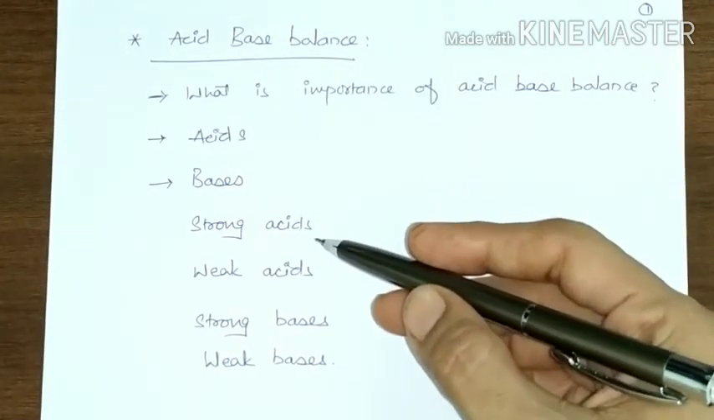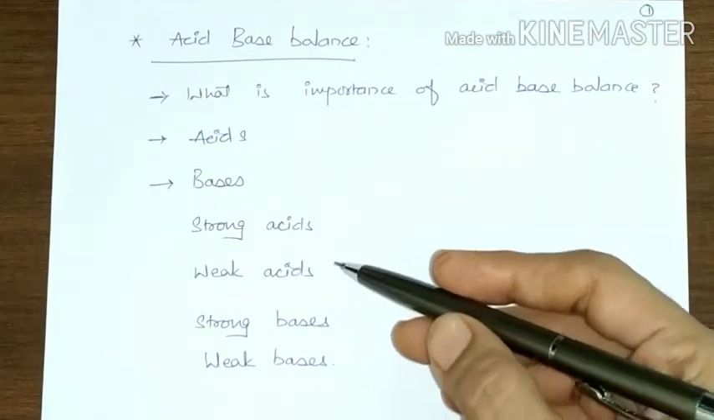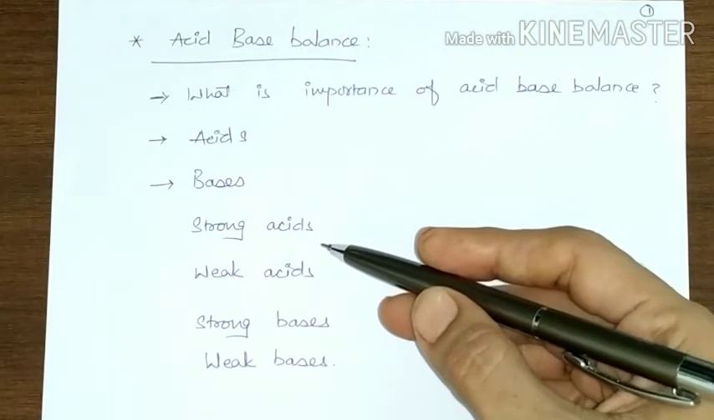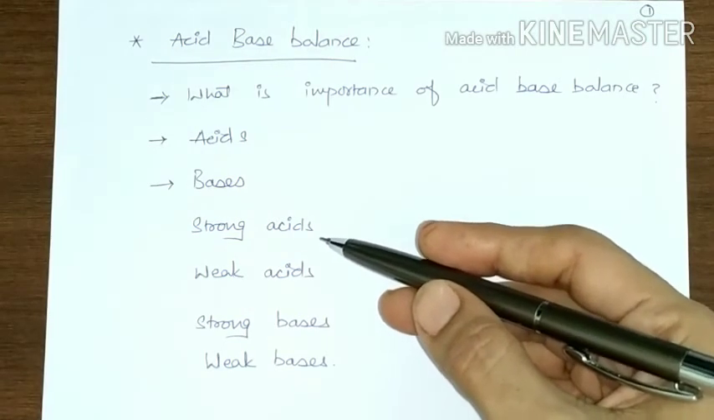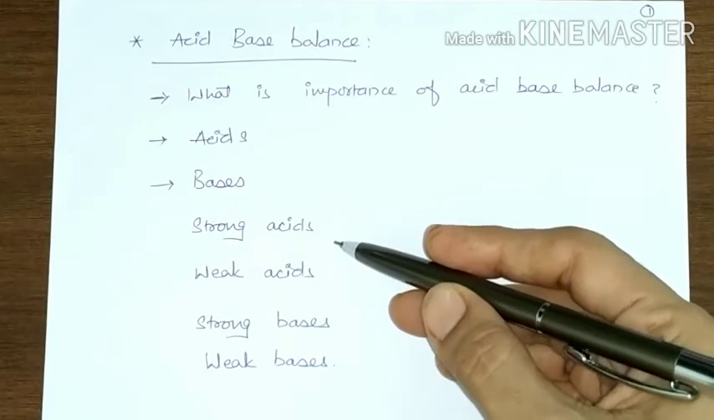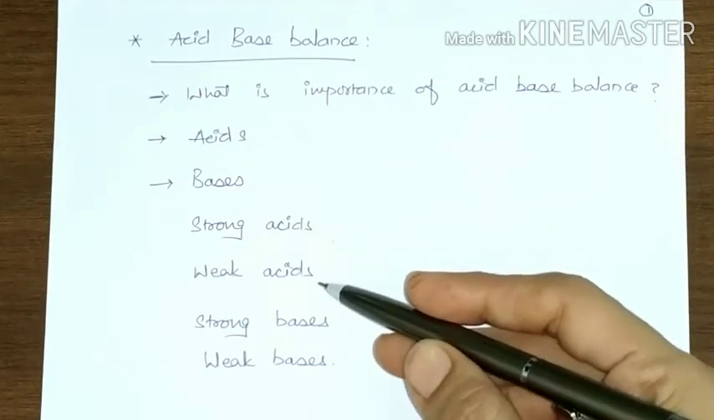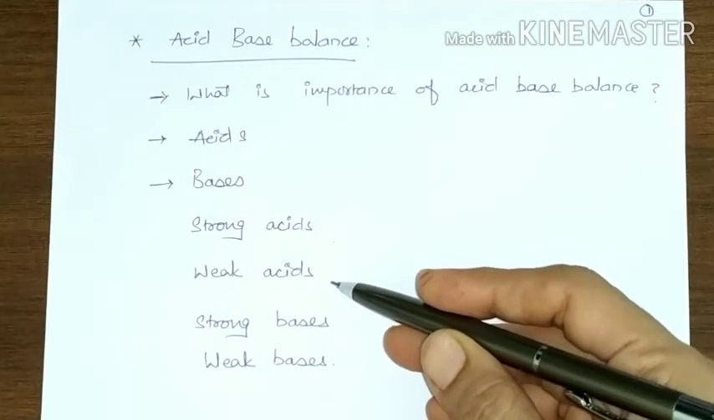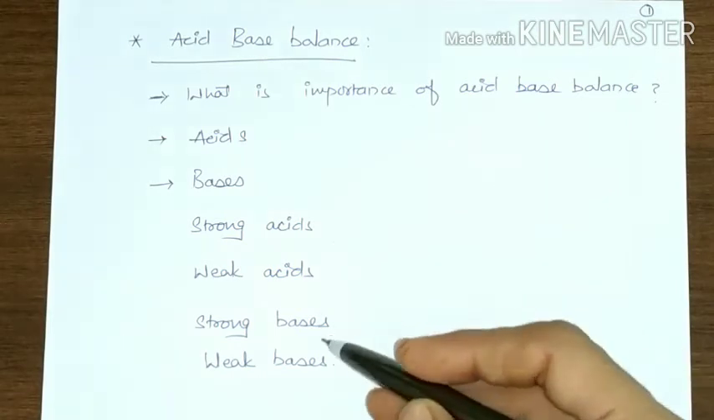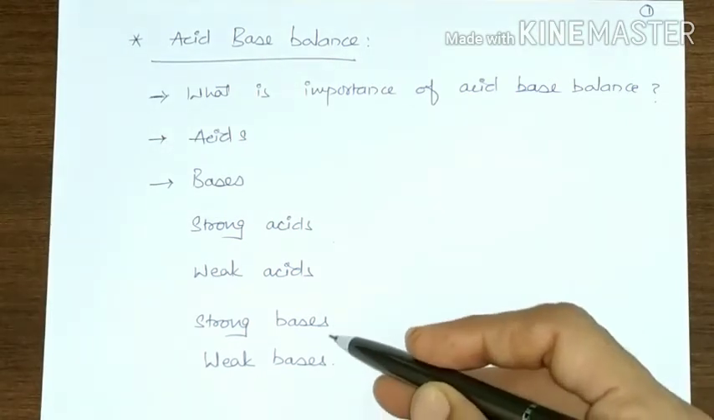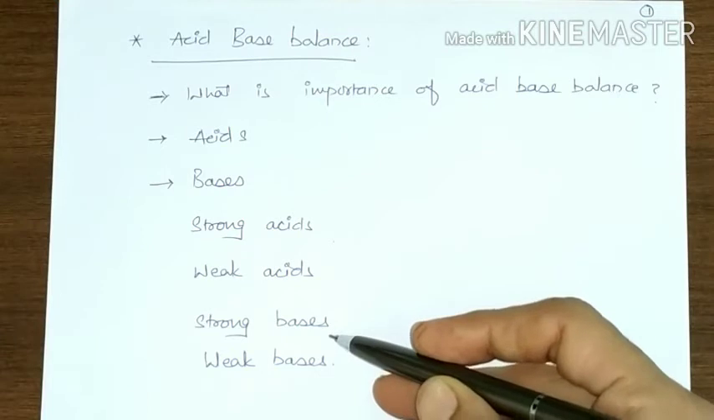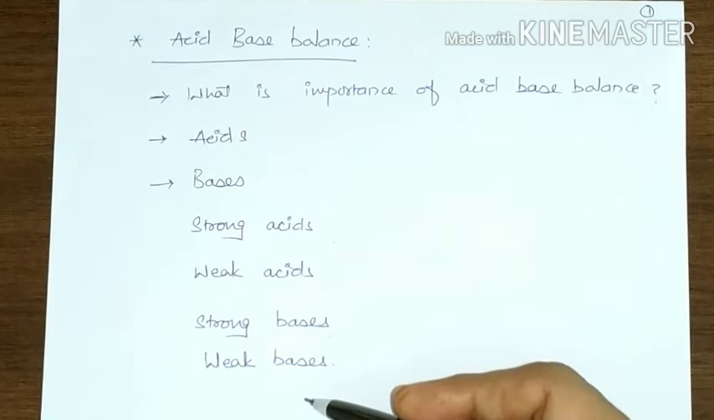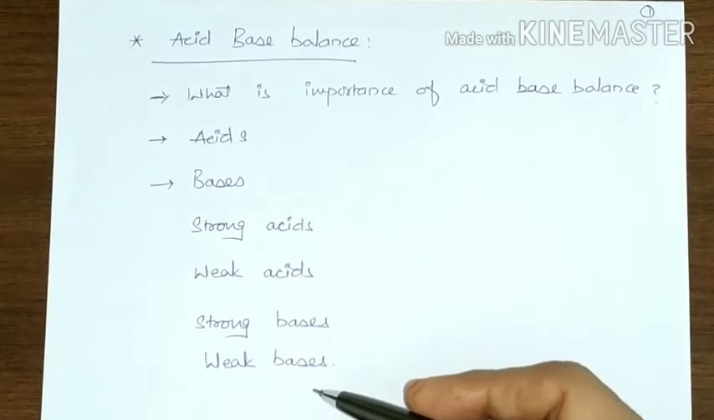Now, what do we mean by strong acids, strong bases, weak acids and weak bases? Strong acids are the acids having strong tendency to donate protons. For example, hydrochloric acid, sulfuric acid, etc. Weak acids have weak tendency to donate protons and they are like carbonic acid, H2CO3. Strong bases have strong tendency to accept protons, like chloride ions. Weak bases have weak tendency to accept protons, like bicarbonate ions.